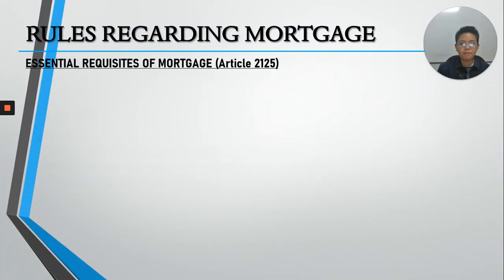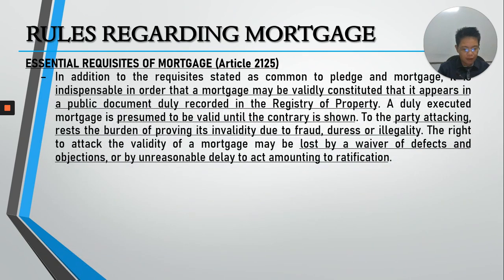So, what else? Essential requisites of mortgage in 2125. So, saan na ba ako? In addition to those that are stated in 2085. Ano na nga ba yung pinagsasabi ko sa 2085? Nung sa chapter 1 pa ito, ma'am, nakalimutan na namin. Sir, nakalimutan na namin. Grabe naman kayo. Kakasabi ko lang last week, nakalimutan nyo na naman.